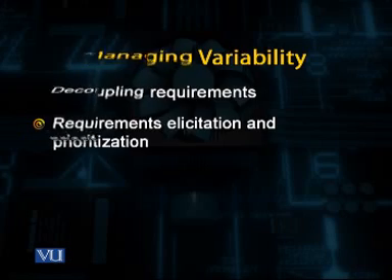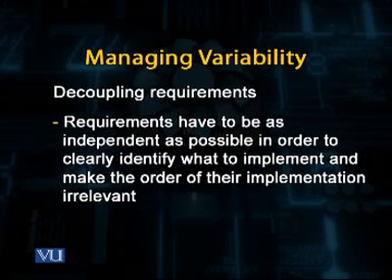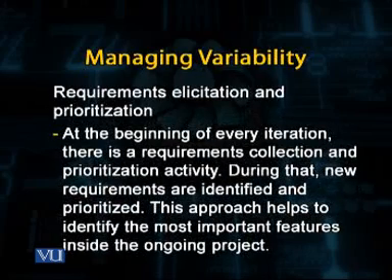Now, what is decoupling of requirements? Requirements have to be as independent as possible in order to clearly identify what to implement and to make the order of their implementation irrelevant. Now, this is very important. And the second thing in managing requirements variability is the activities of requirements elicitation and prioritization before each iteration.